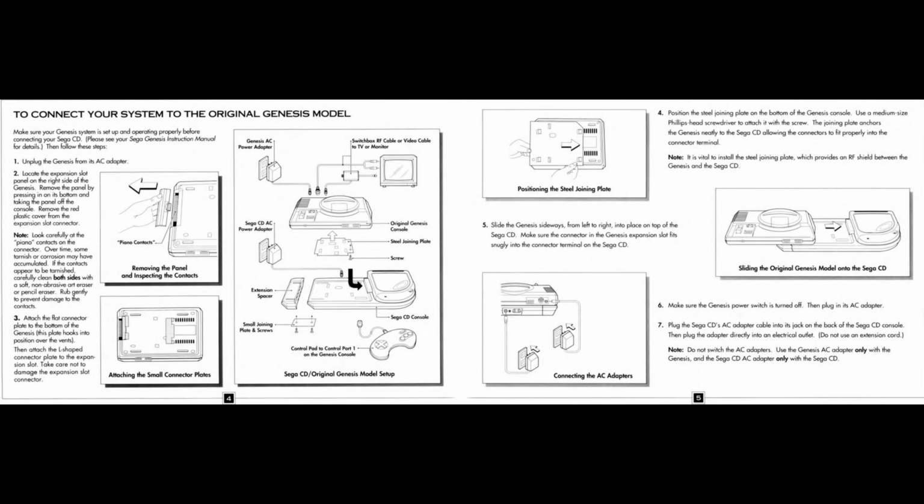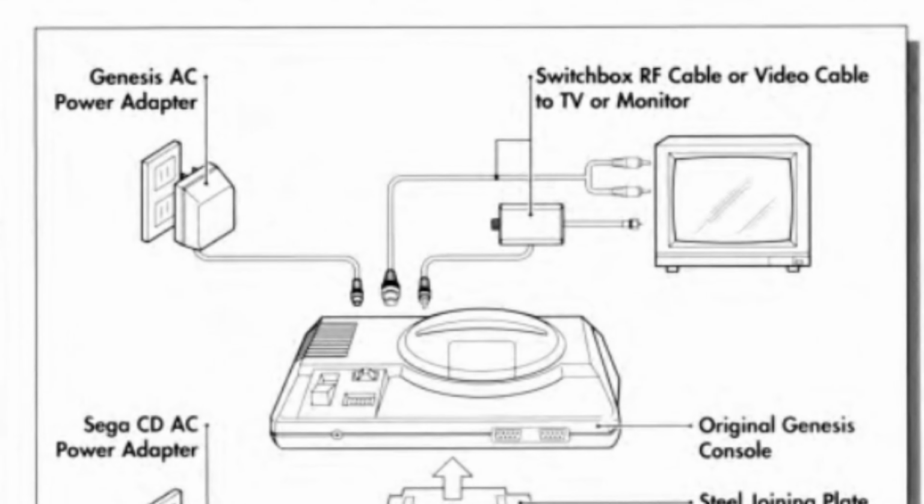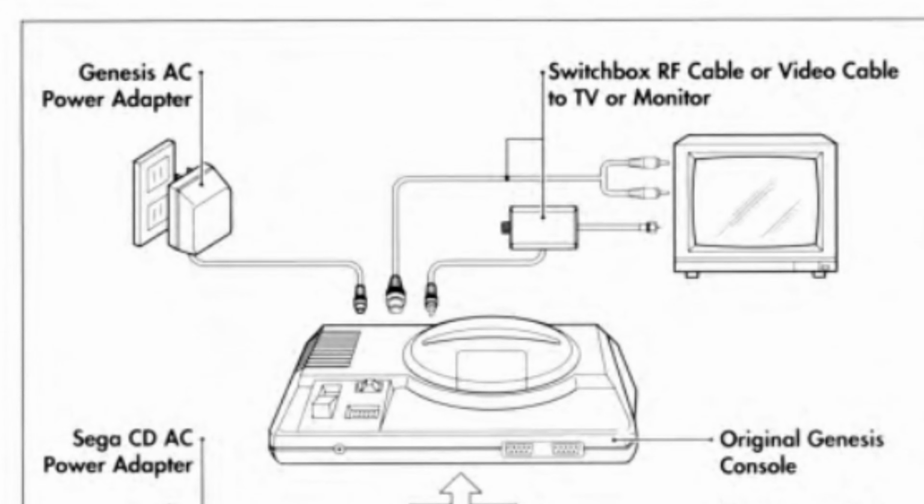And second, the Sega CD actually went through the Sega Genesis to output the video. This page comes from the manual for the Sega CD Model 2, and you'll notice that you have to physically connect the Sega CD to the Genesis to get the thing to work. Back here you can see that you need to connect the Genesis to the TV or the monitor. In other words, the video signal is going entirely through the Sega Genesis.